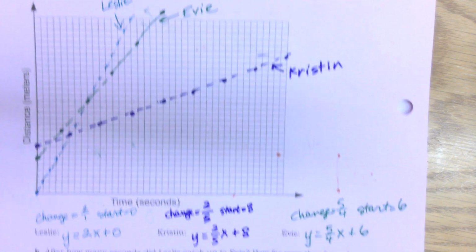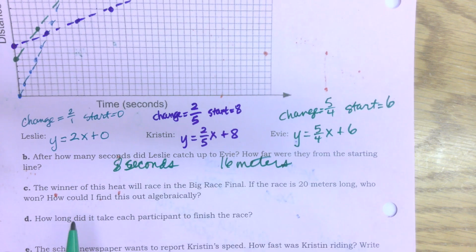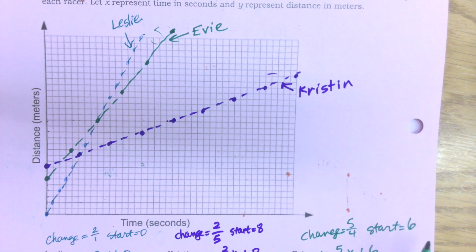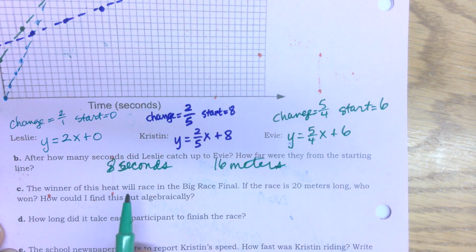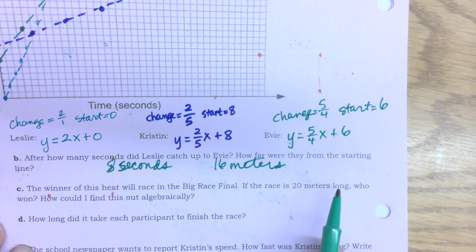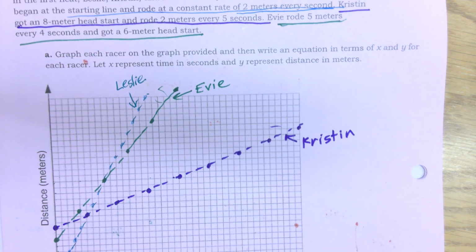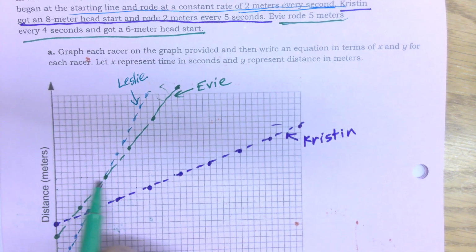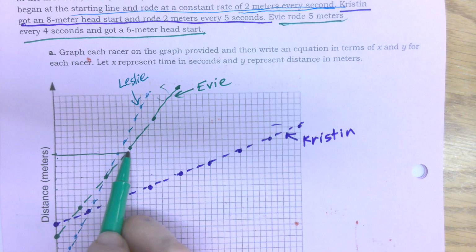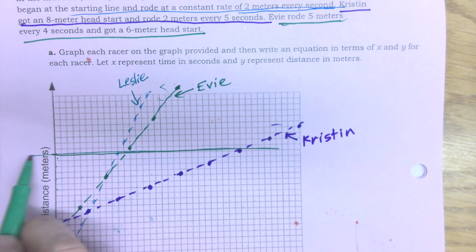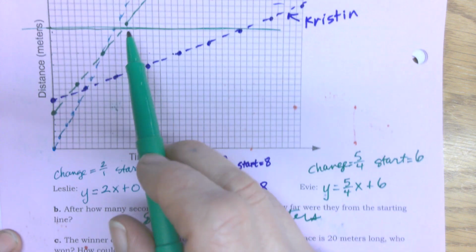Great. Okay, we've got another question. The winner of this heat will go to the big final race. If the race is 20 meters long, who won? So this was 16, right? 17, 18, 19, 20. I'm going to just draw a line here. Who got to 20 first? Leslie.